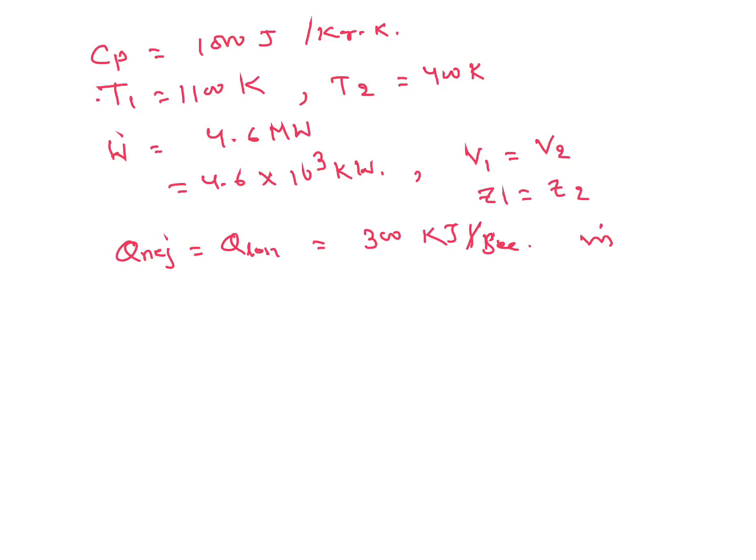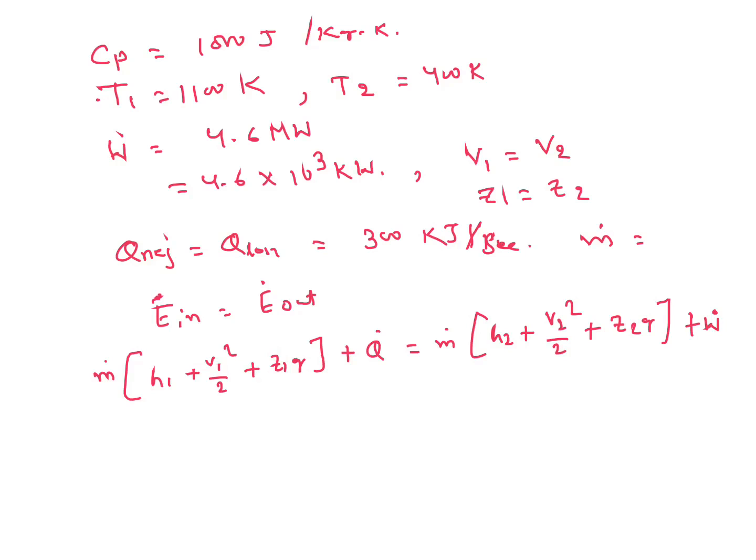So energy in equal to energy out. So V1 and V2 cancel, Z1 and Z2 cancel. Then M dot into H1 minus H2 equals W dot minus Q dot. Q is a loss, so this is minus; on the right side it will become plus. W dot is given, 4.6 into 10 to the power 3 plus 300.